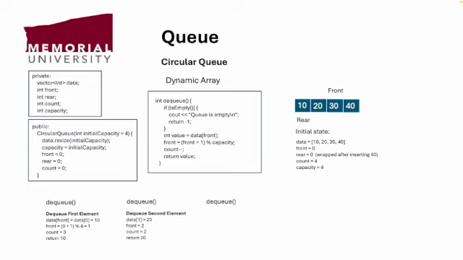Let's do it again here. We will DQ the third element. So this is at index 2, right? We hold this value, 30. Front changes to 3, okay? 2 plus 1 mod 4 is 3. Count minus minus equals 1. We return 30.